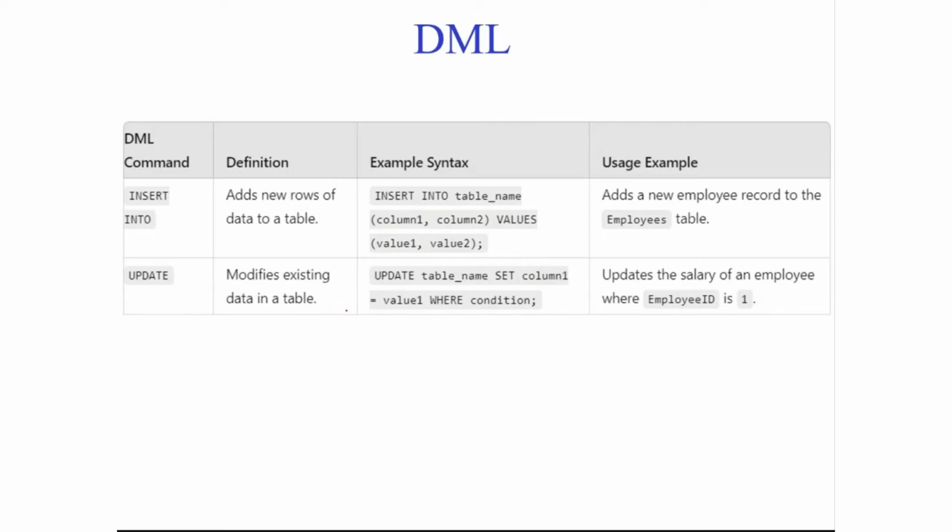data in a table. So for that, which command do we use? The update command we use. So: update table name set column is equal to value 1 where condition. You have to write like this. Then what is the purpose of that? Once the salary is updated or once your marks are updated, you can use this update command.